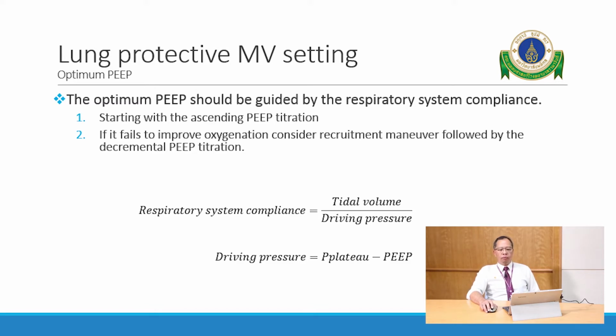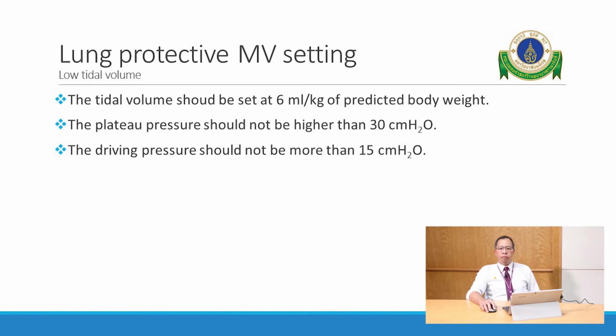But if you perform the recruitment maneuver routinely, I suggest the decremental PEEP titration to acquire the optimum PEEP. After you get the optimum PEEP, the tidal volume should be set at 6 ml per kilo predicted body weight, and the bladder pressure and driving pressure must be kept within the safety margin as I show you in the slide.